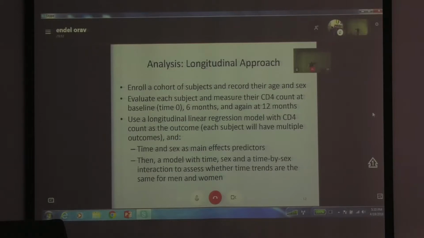I should mention now, though, not every subject has 3. The design of the study was to have 3 measurements. Everybody enrolled, so everybody has a time 0. Some people miss their 6-month appointment. Some people miss their 12-month appointment. Some people die and don't have 6 or 12. That's all okay as far as the analysis goes. And so having missing data, a gap for a particular patient, is not fatal in any way to this analysis.